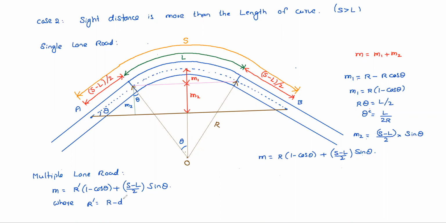Here theta will be now, theta equal to L by 2 R dash, not R, okay? It is R dash now. L by 2 R dash is the theta. L by 2 R dash. So like this, you can work out setback distance for this case also, case 2 also, if S is greater than L.